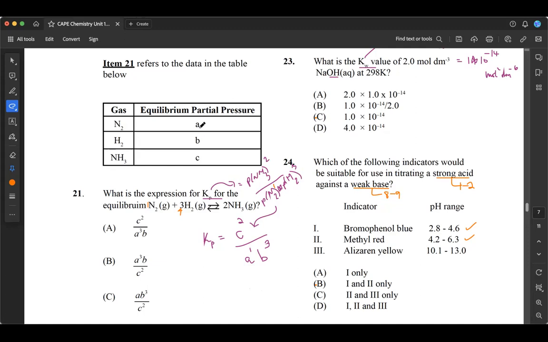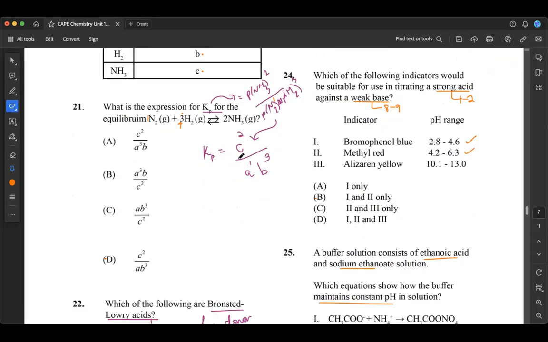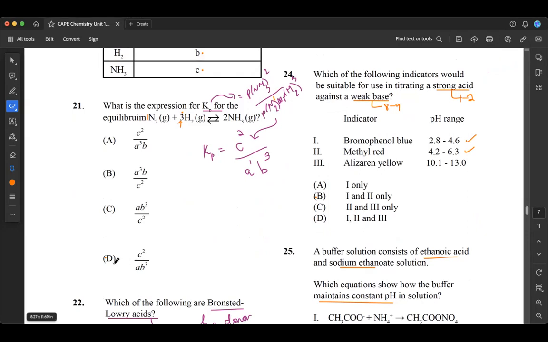And so in the table, they told us what the equilibrium partial pressures are. And because this is an equilibrium constant, we need to put the equilibrium partial pressures here, right? And so for ammonia, they said it was C. So we're going to put C here, and we end up with C squared in the top. And then nitrogen, they said it was A. So we're going to put A raised to 1, which is basically just A. And then for hydrogen now, we're going to put B, and we're going to raise that to 3. So we end up with the Kp expression being C squared over AB cubed. And that is, what's that? C squared over AB cubed, that's D, okay? So the answer for 21 here is D.